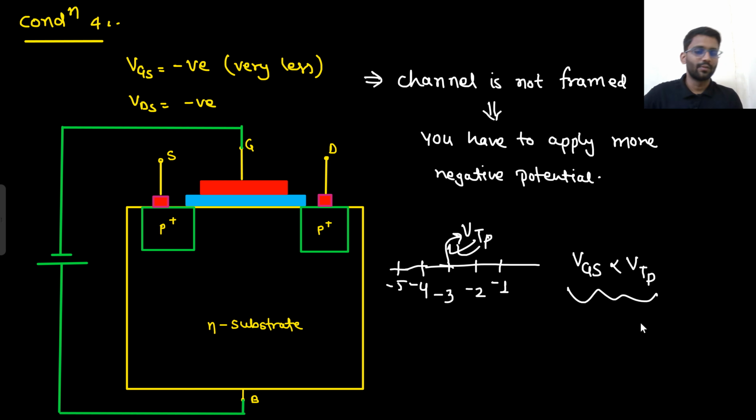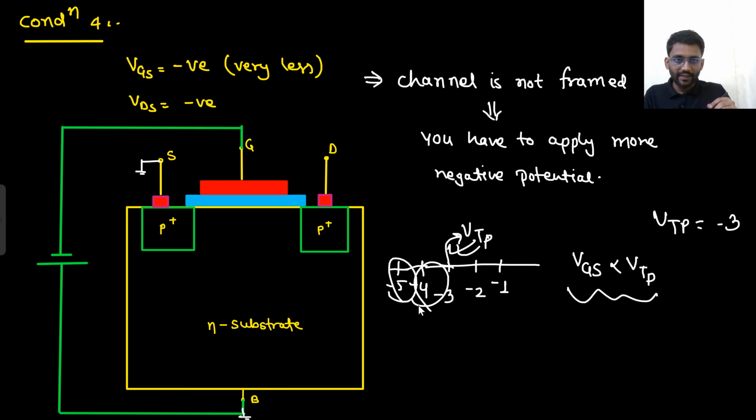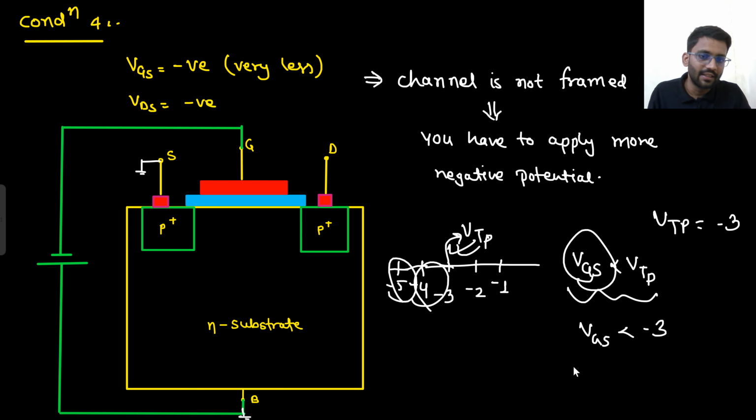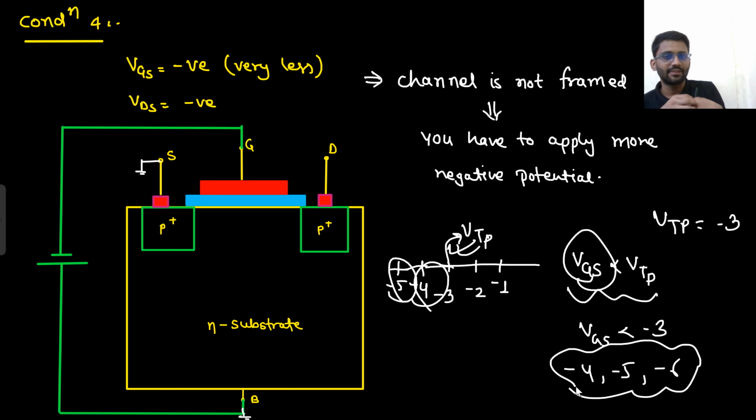At that point my current will flow, because gate potential is negative. Are you getting this point? What will be my VTP? VTP will be -3. Now gate potential is negative, source is grounded. This is grounded. This is also grounded. Now I am applying negative potential. That means I will apply VG to be -4 or -5. So I am decreasing the potential. So if my VGS is lesser than VT, that means if my VGS is less than -3, it can be -4, it can be -5, it can be -6. So if my VGS is less than -3, that means my current can flow. Are you able to understand this point? Say yes or no.